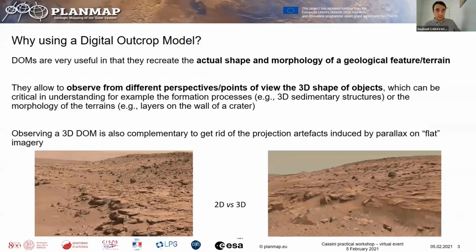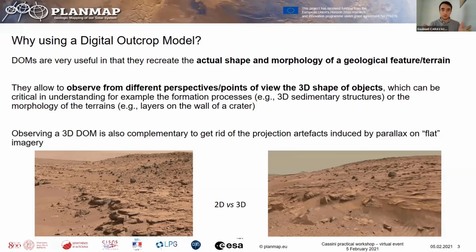So why are you using those digital outcrop models, except for just having a 3D representation? Because the digital outcrop models are very useful in recreating the actual shape and morphology of the geological features. You just saw in Barbara's talk that it was very important for her to be able to see the different planes of the fractures in the 3D space. So that is why it is important to actually reproduce it into a 3D mesh, because we can observe it from any point of view and have a real sense of the volume, and to also avoid any deformation.